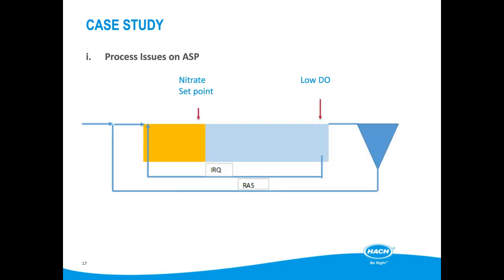The next step was to focus on the internal recirculation itself. This simple process diagram shows how the DN-RTC uses a target nitrate set point at the anoxic outlet to increase or decrease the internal recirculation rate. So if the measured nitrate is below the target, it increases the internal recirculation flow and vice versa.